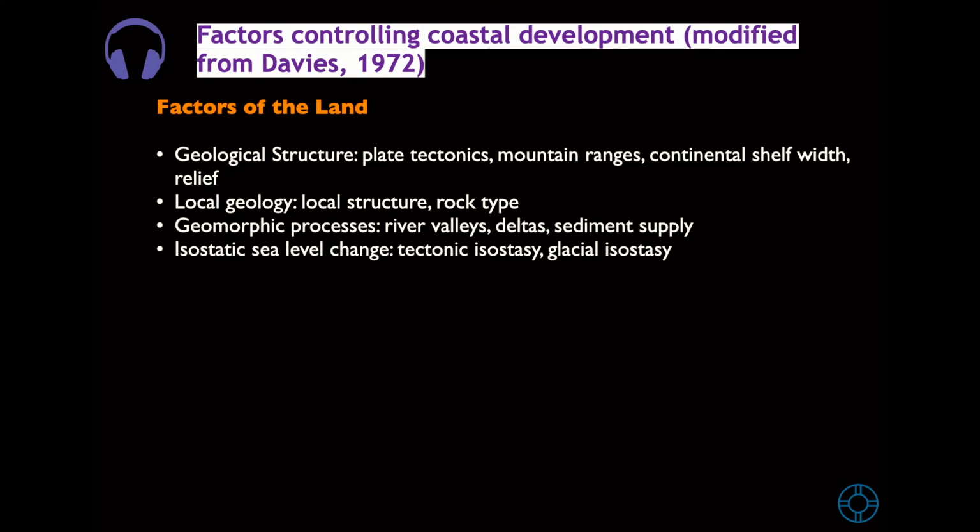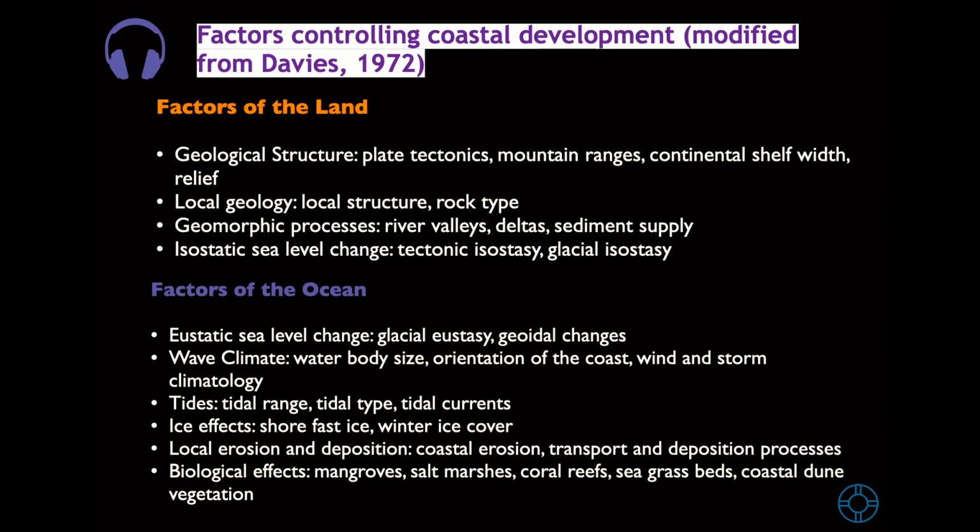isostasy. And there are also factors of the ocean controlling coastal development. And these are eustatic sea level change, like glacial isostasy, geoidal changes, wave climate, water body size, orientation of the coast, wind and storm climatology. We can talk about tides, tidal range, tidal type, tidal currents. We can talk also about ice effects, shorefast ice, winter ice cover, also local erosion and deposition, coastal erosion, transport and deposition process, and biological effects like mangroves, the presence of mangroves, salt marshes, coral reefs, seagrass beds, coastal dune vegetation, etc.